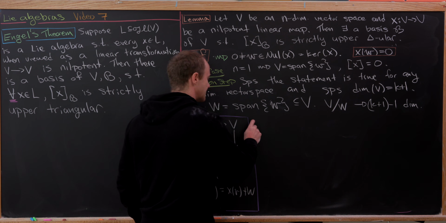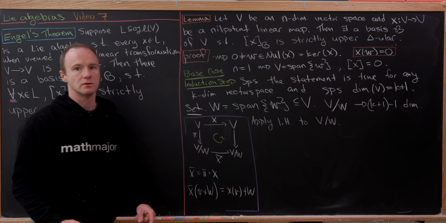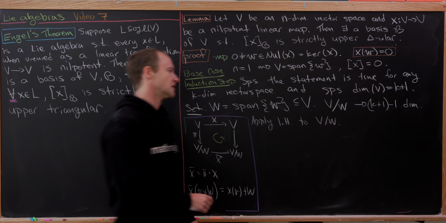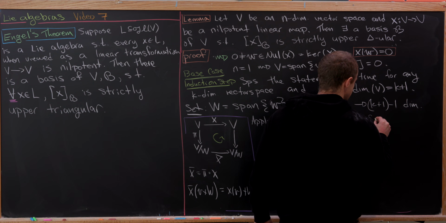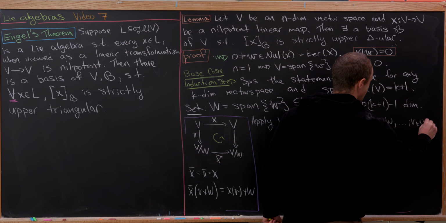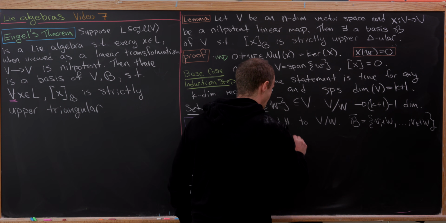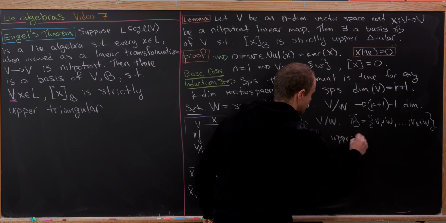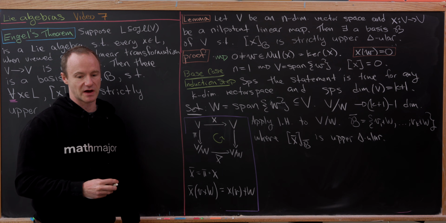Okay, so now let's partition this picture off to the side, and then we can work towards that. Let's apply the induction hypothesis to V mod W. That's totally possible because V mod W is k-dimensional. That's going to give us a basis, which I'll call B bar, which is v1 plus W all the way up to vk plus W. And this basis has the property that x bar represented in this basis is upper triangular.